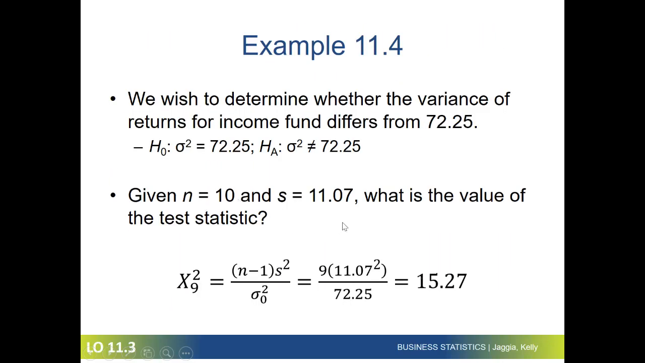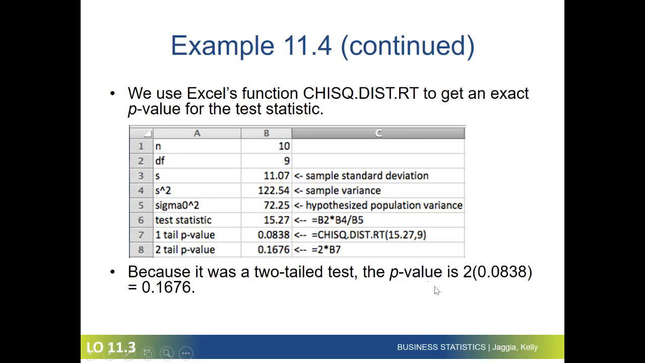Here, sample size is 10. We have a sample variance of 11.07, and we're trying to see if we can find that the variance differs from 72.25. I plunk that in there, and I get a chi-square with 9 degrees of freedom, sample size 10 minus 1 is 9, of 15.27. Here's what I was saying. CHISQ.DIST.RT. Put your chi-square in, put your degrees of freedom in, and you get the one tail. If you want a two-tail, just multiply it by 2.